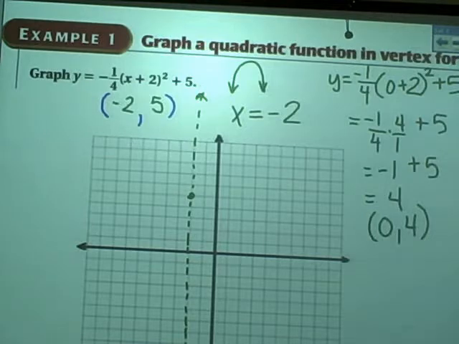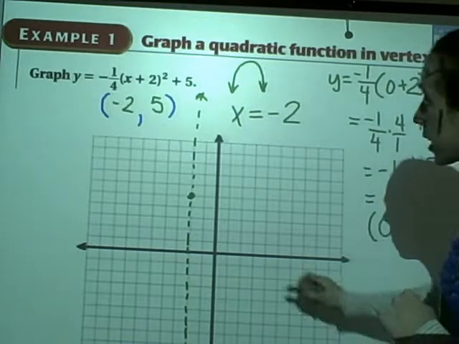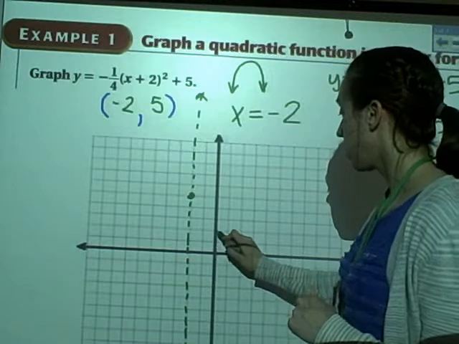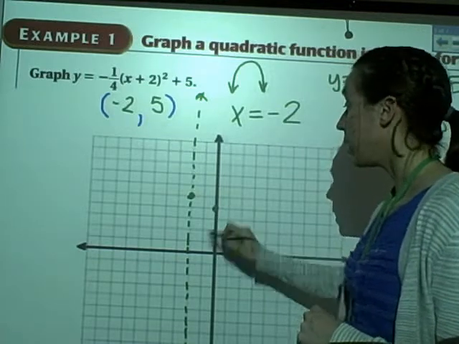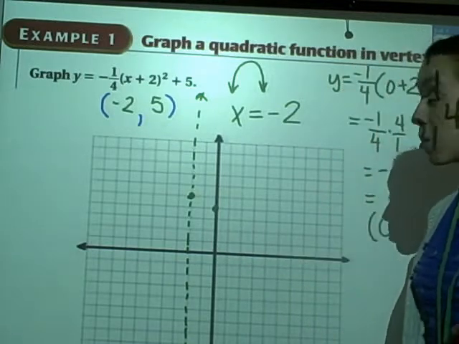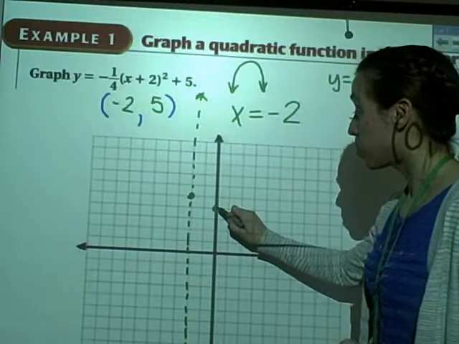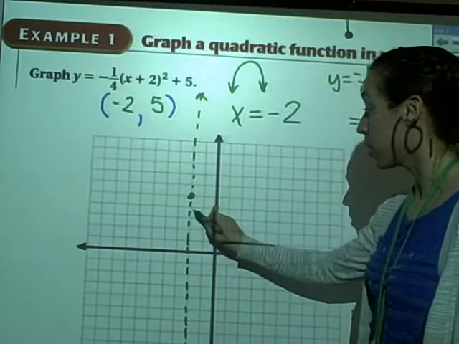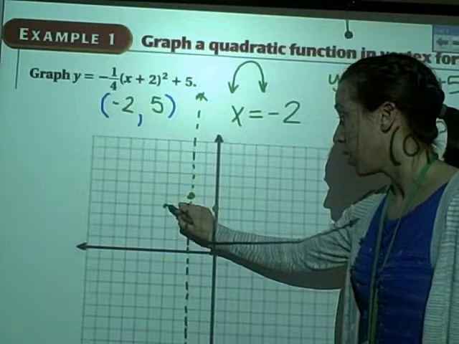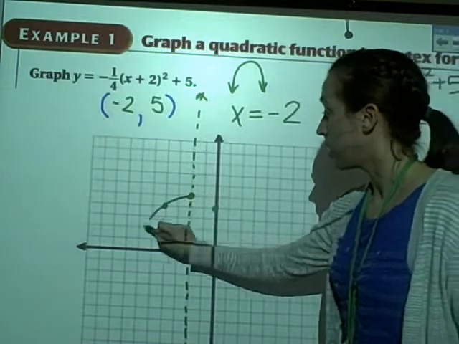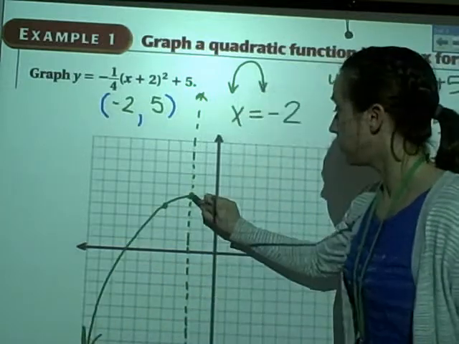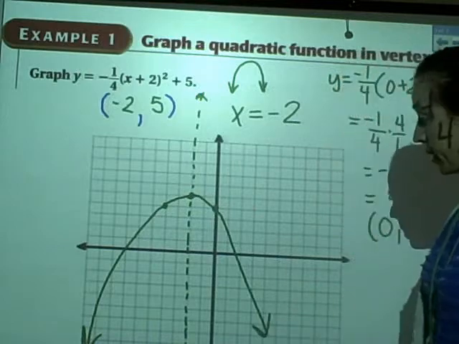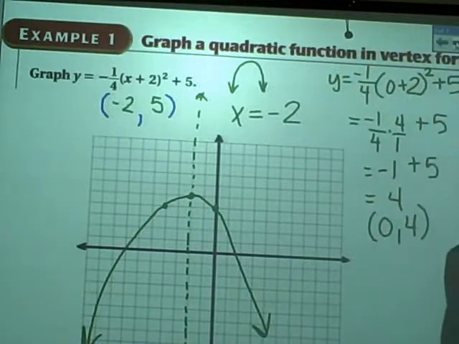Notice that is a y-intercept, but we had to actually calculate it this time. So (0, 4). Now I can use symmetry to get the other point. I notice that this point is 1, 2 away. I'm going to go on the other side, 1, 2, and put a dot. And done. Just make sure you get that same U-shaped graph.